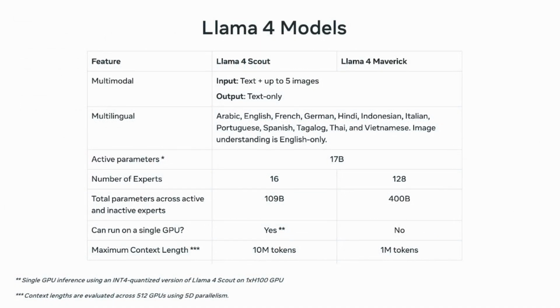Meta has released two models in Llama 4 series. Llama 4 Scout is an MOE mixture of experts model with 17 billion active parameters and 16 experts. Scout has an industry-leading context window of up to 10 million tokens. This lighter weight model can fit on a single H100 GPU after int4 quantization. Llama 4 Maverick is also a mixture of experts model with 17 billion active parameters. However, it features a larger number of 128 experts.